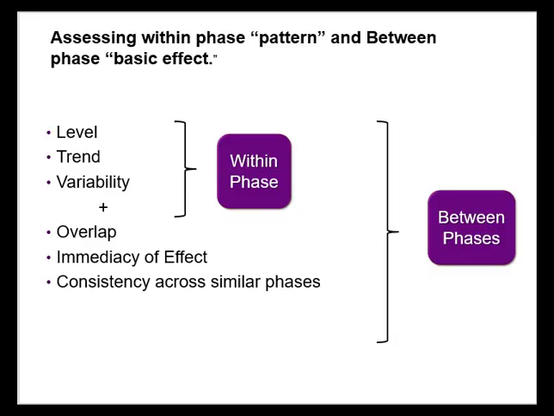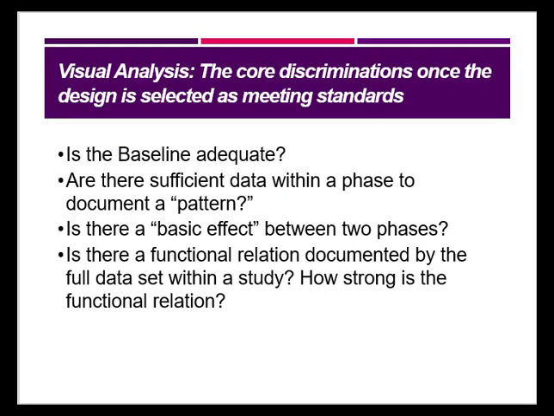To follow the steps of visual analysis, what we will do is assess within phase patterns using level, trend, variability, and between phase basic effects by determining overlap, immediacy of effect, and consistency across similar phases. The core discriminations to make are, is the baseline adequate? Are there sufficient data within a phase to document a pattern? Is there a basic effect between 2 phases? Is there a functional relation documented by the full data set within the study? How strong is the functional relation?